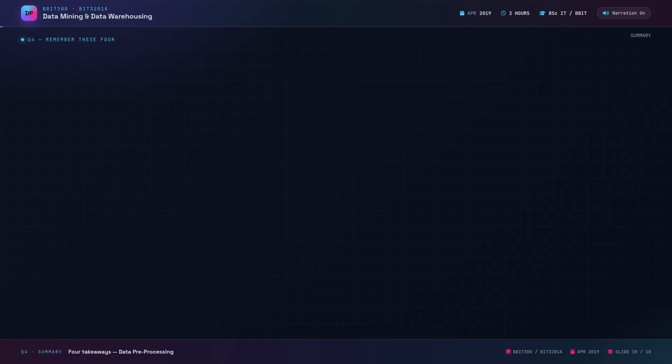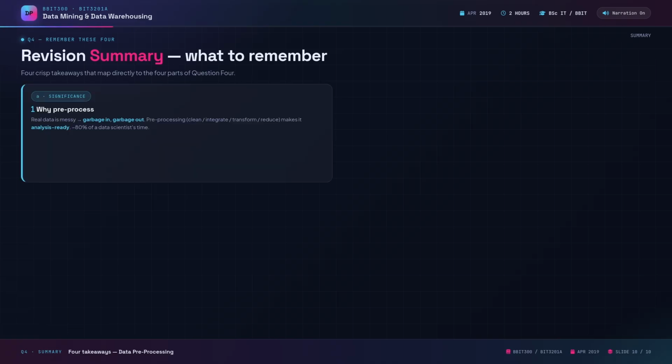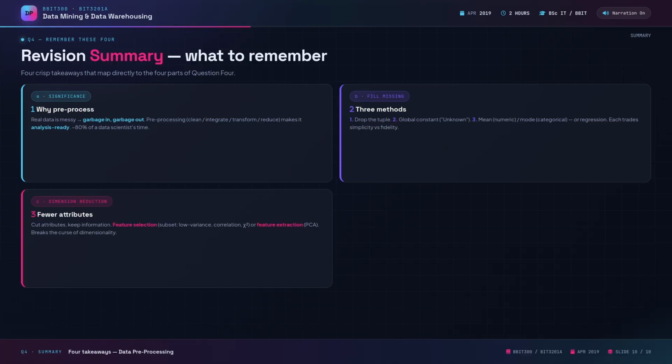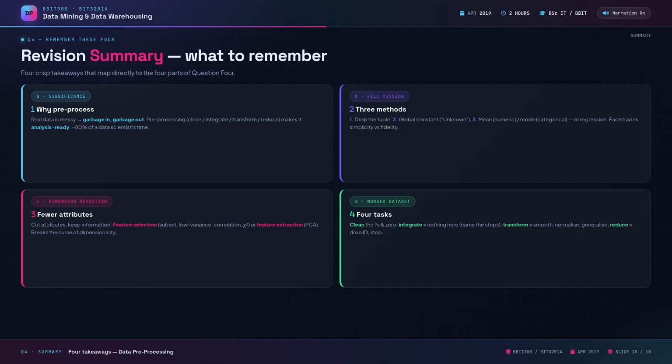Let's lock in the takeaways. First, the significance of pre-processing. Real data is messy, garbage in means garbage out, and pre-processing, cleaning, integration, transformation, and reduction is what turns raw data into trustworthy, analysis-ready input. Second, 3 ways to fill missing values. Drop the tuple, fill with a global constant like unknown, or fill with the mean for numbers and the mode for categories. Third, dimension reduction cuts the number of attributes while keeping the information, either by feature selection, picking a subset of the originals, or by feature extraction like principal component analysis, building new derived features.